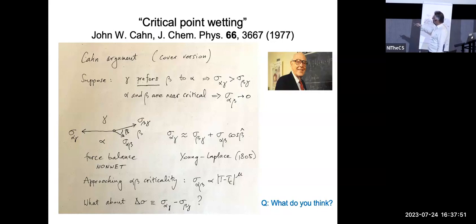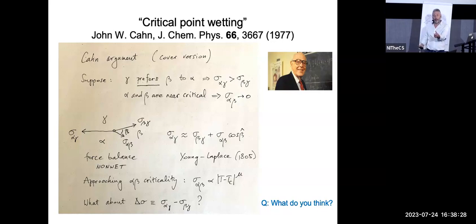Now, as we approach criticality, this term here will vanish. And then the question is, how about the difference between these two? What is that going to do as we approach the critical point where alpha becomes identical to beta? What happens to this difference? What do you think? What could it do? We can check it later, in an experiment, or in model calculations. Do you have any proposal what it would do?